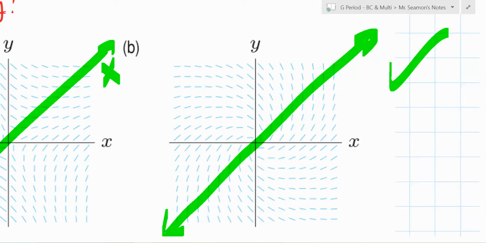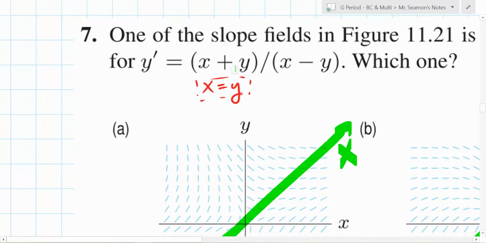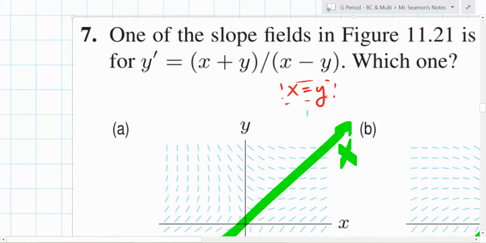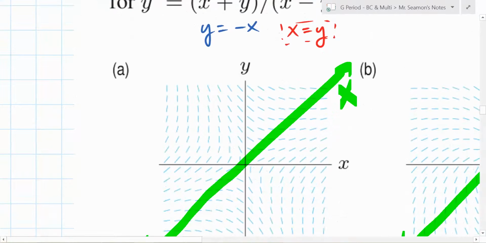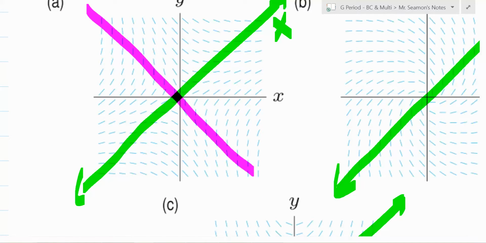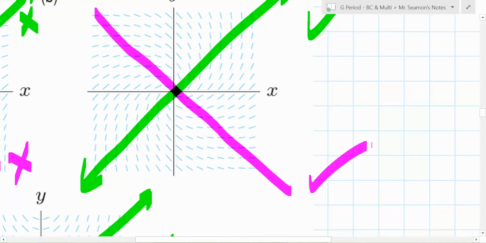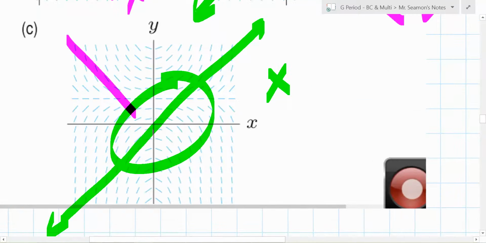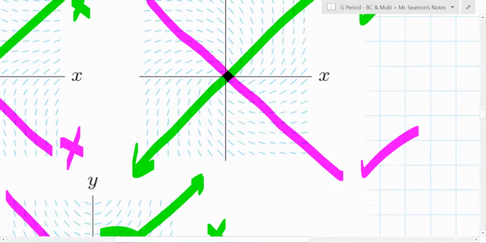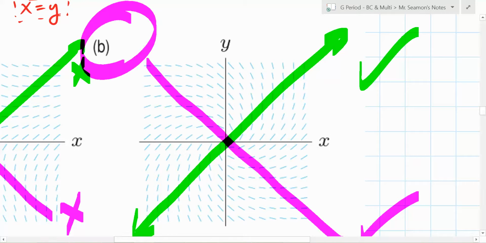Let's try to get more verification. Look at the numerator of this fraction. What's the numerator tell us? When y equals negative x, what happens? It's 0. So what does that line look like? Like this. Is that slope 0? No. What about this one right here? Yeah, it does look like it. And what about this one right here? No. So therefore, if you had to pick one, which one do you pick? You pick B. Do it by elimination.